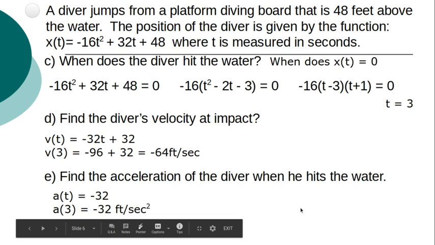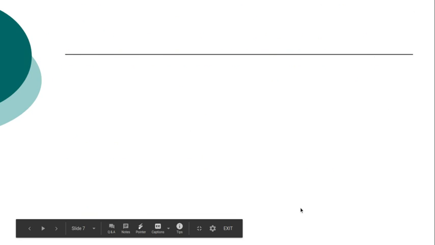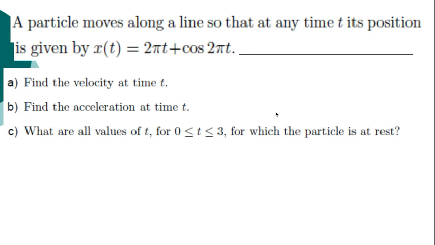All right, so let's look at one more example, and this one has a trig with some chain rule. A particle moves along a line. Now we're not doing up or down, we're moving along a line, so the particle moves left and right. And again, these are called rectilinear motion problems. Later in calculus, we'll do parametric motion, but for now, we're just tracking one position.